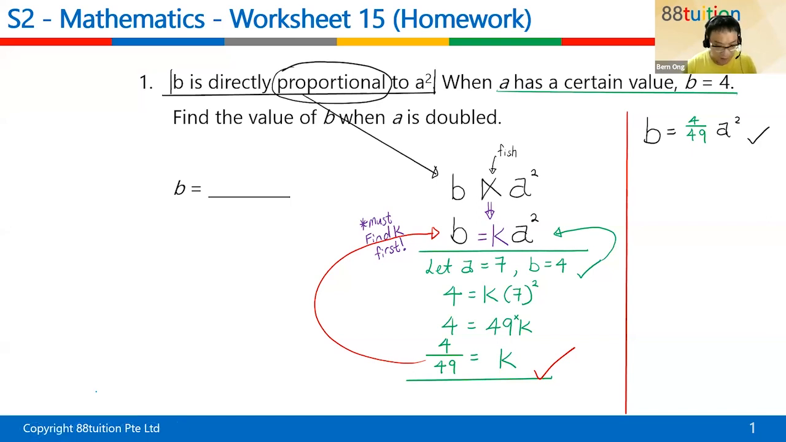What did the question ask? Find the value of B when A is doubled. So just now Adiyat said A is 7. So now when A is doubled, what is A now? Can somebody tell me in the chat, please? When A is doubled, A is now what? What's the meaning of doubled? In the chat, can somebody tell me?